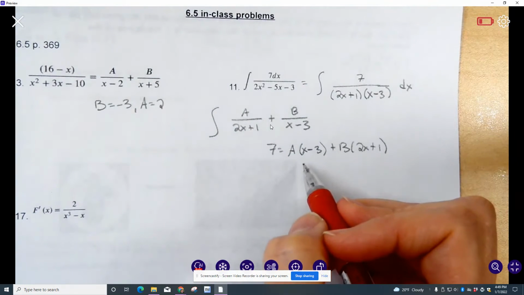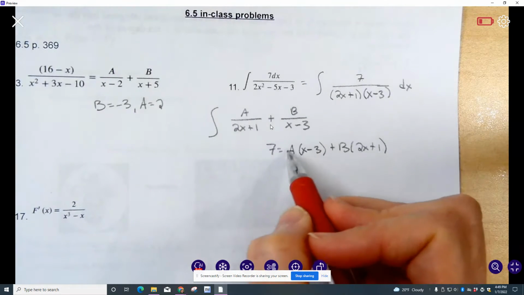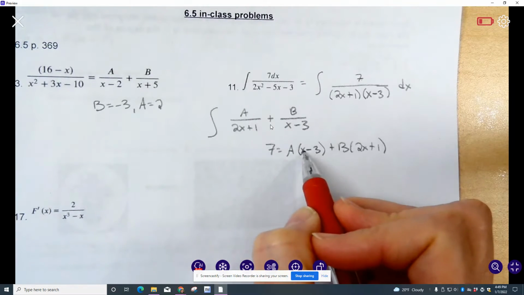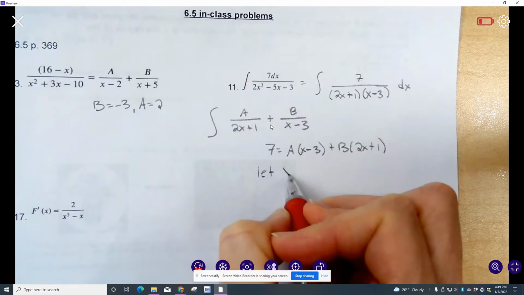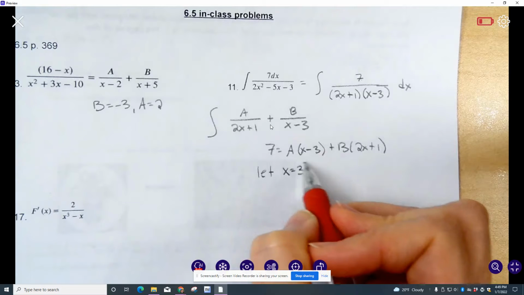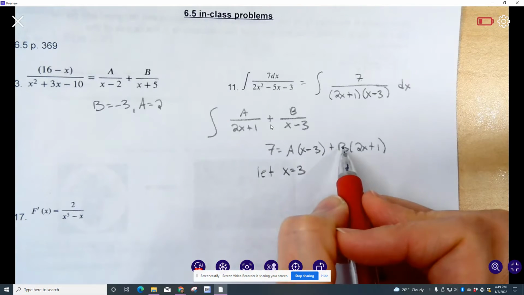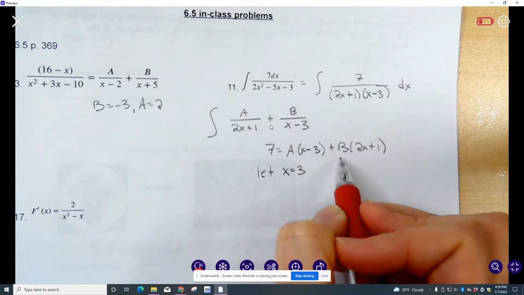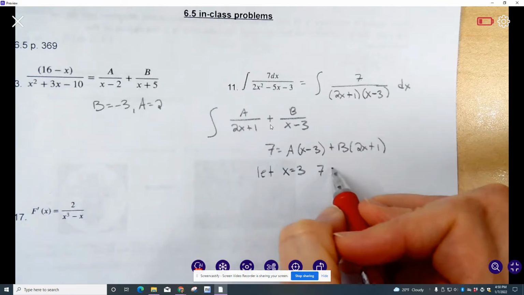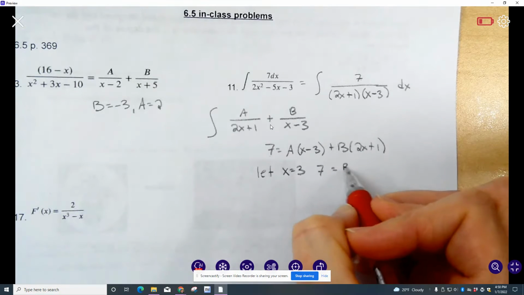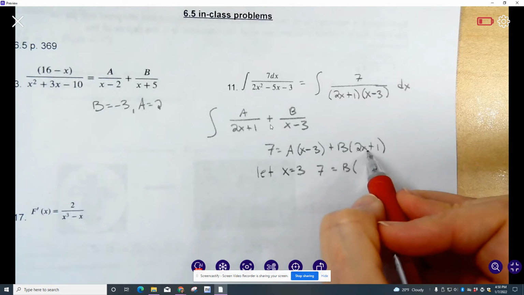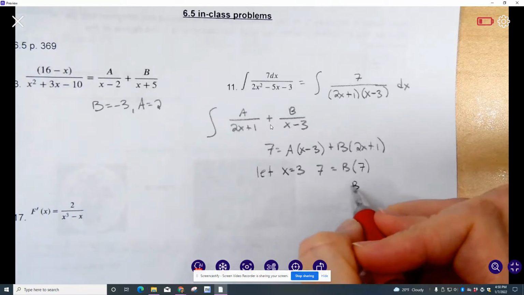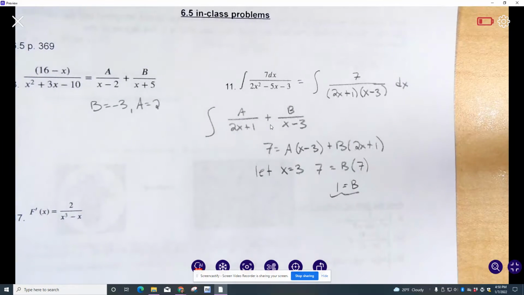And then what we do is we want to think about, well, what would make this term 0? So to make this term 0, I would let x equal 3. So basically what I'm going to do is make this term 0 and then solve for b. So if this term were 0 and x was 3, I would be left with 7 equals b times 2 times 3 is 6 plus 1 is 7. So I would have that, or b equals 1. So that's one of my first solutions.